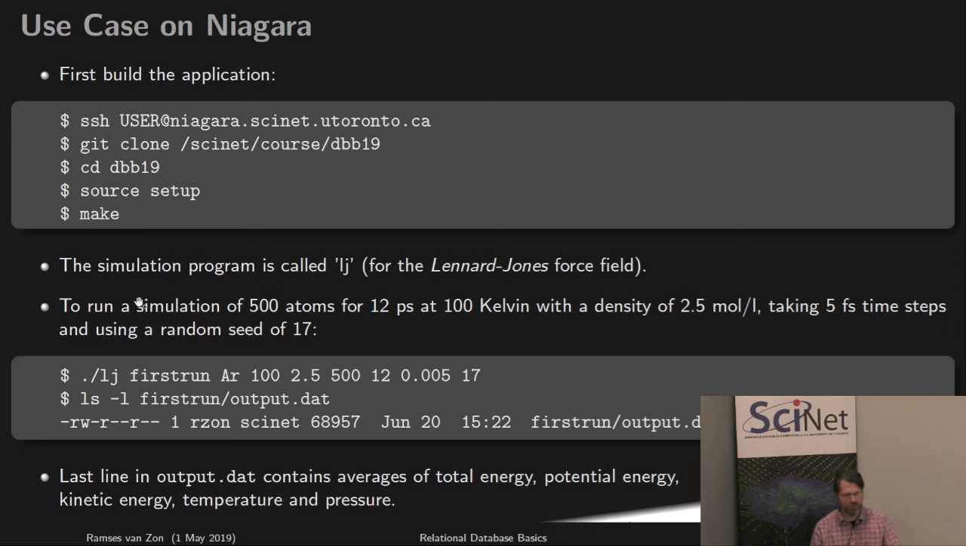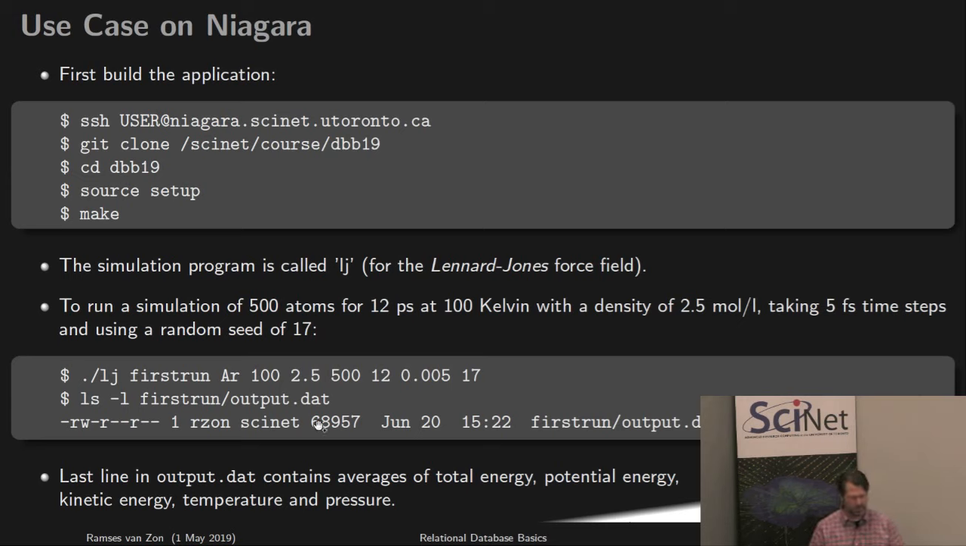And then we can run simulations by basically saying the name of the program. We give it a label that is also the name of the directory that it's going to store stuff in. The kind of atom we want to compute, it can do more than argon. We're just going to do argon. And then the temperature, the density, the number of atoms, how long we want to simulate for in picoseconds, the time step. So it's a very short time step, but we have to do that. And some random seed. The random seed determines how the positions are initially.